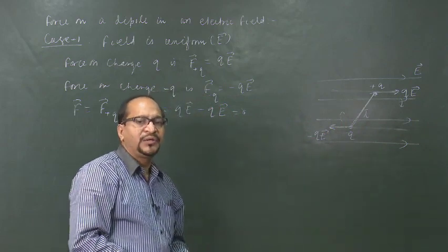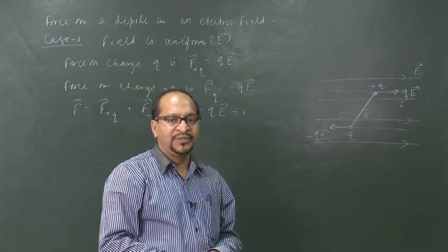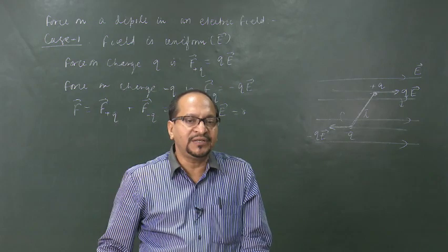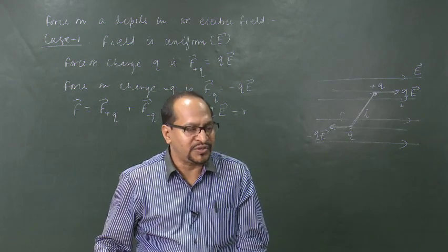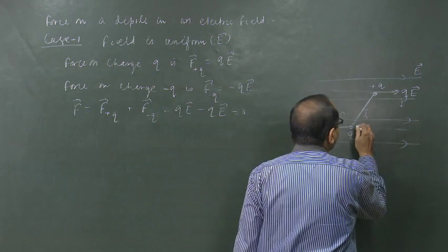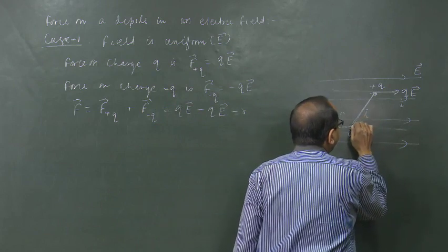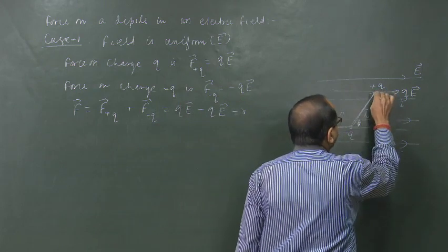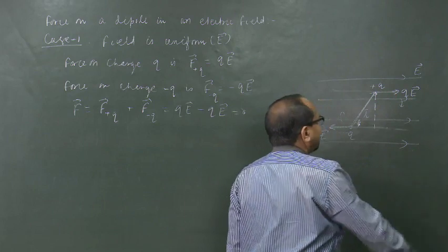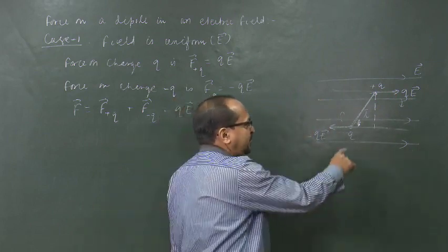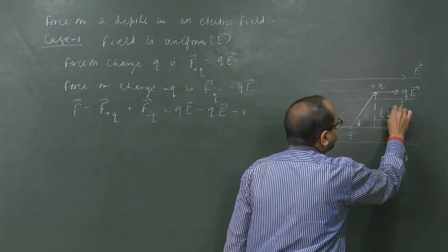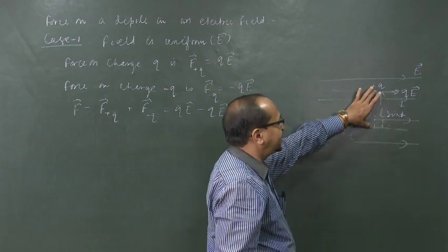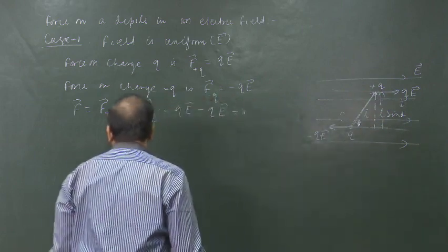And let us calculate what is the torque acting on this dipole. What is the torque? It is one of the forces multiplied by the perpendicular distance between the two forces. So, what is the perpendicular distance between the two forces? Let the angle between the dipole and the field be theta, and the perpendicular distance between the lines of action of the two forces, from this triangle, is L sin theta. This is because L sin theta is equal to this by this.